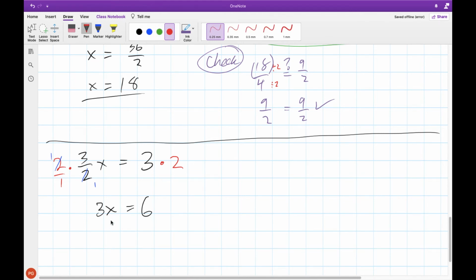Another way that we can solve this, we've seen this last time, is we divide both sides by the number out front here to cancel it out. And then finally, we would get our answer of x equals 2. 6 divided by 3 gives us 2.